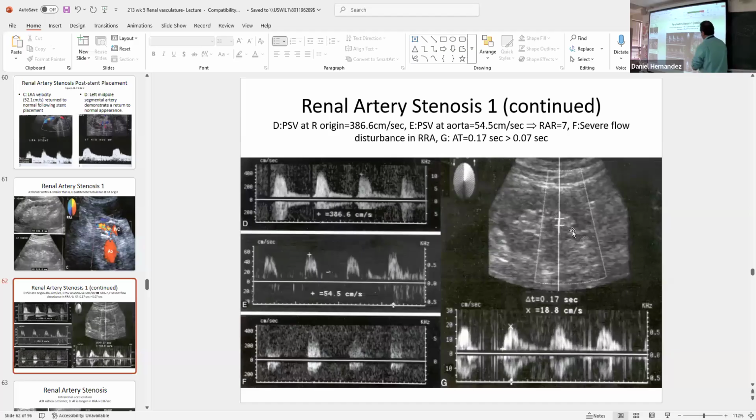So here we can see very high resistance Doppler waveforms and parvus when we're intrarenal. So acceleration time is 0.17. That's significantly higher than 0.07, which is our cutoff, our normal.